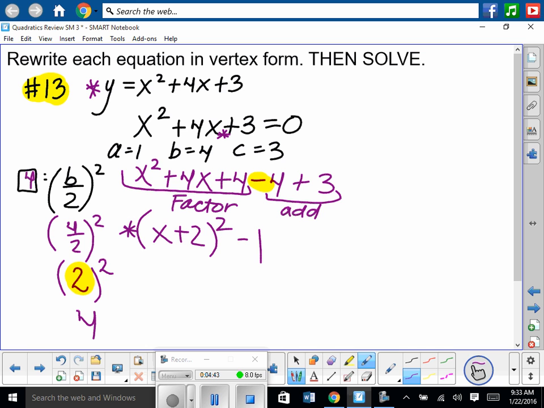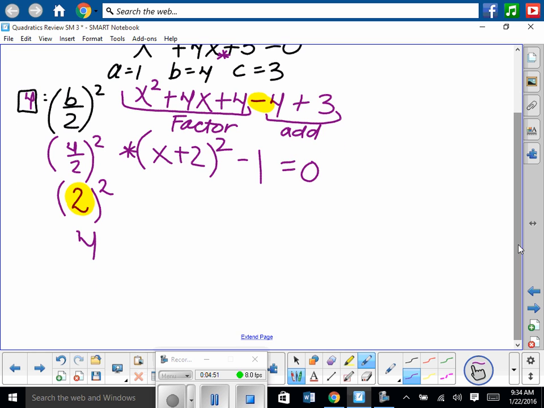Now from there, it was equal to 0 up here. It's still equal to 0. So I want us to practice solving. So now we'll just solve. So solving when in vertex form, you will isolate the x squared part. So I would add 1.